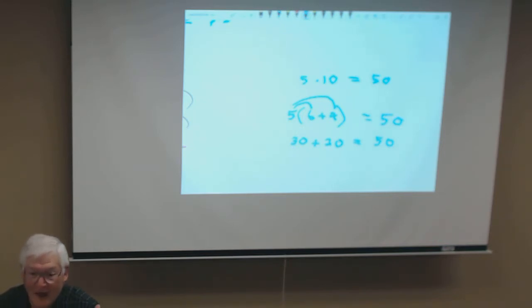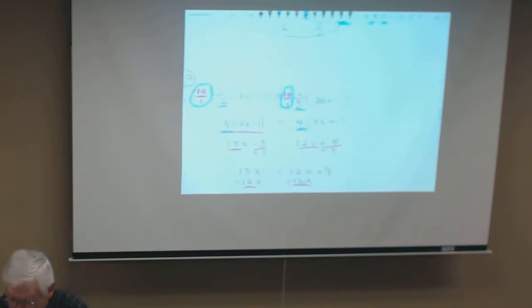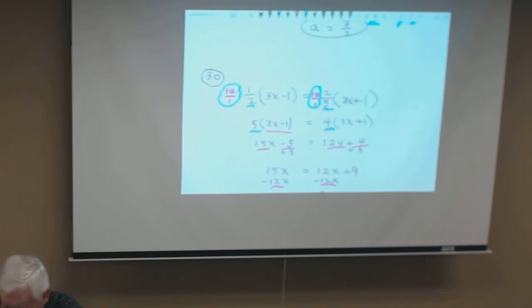So now, with that concept in mind, I come over here and I go, what's 5 times 3x minus 1? 15x, 5 times 3x, minus 5 times 1, minus 5. Everybody follow that? What's 4 times 3x plus 1? 4 times 3x, 12x. 4 times 1, plus 4.